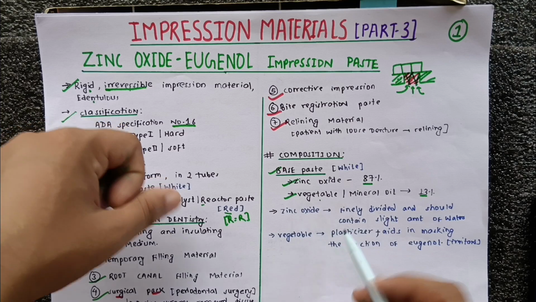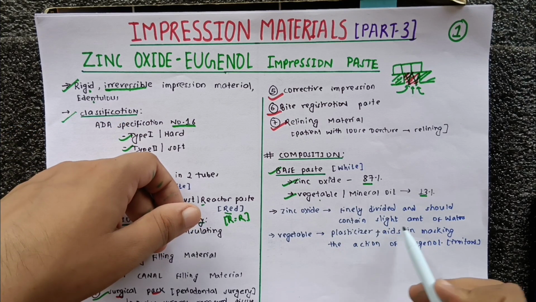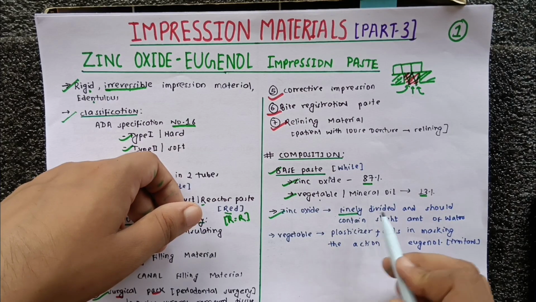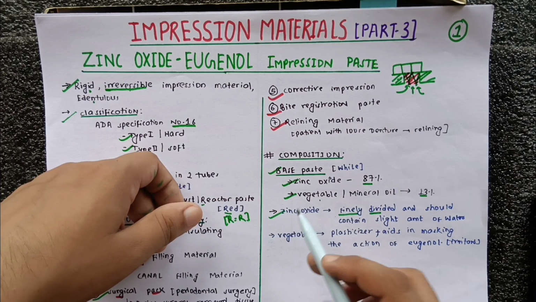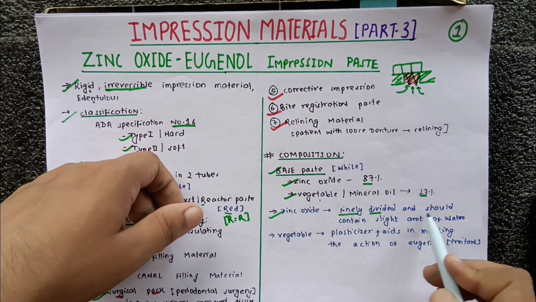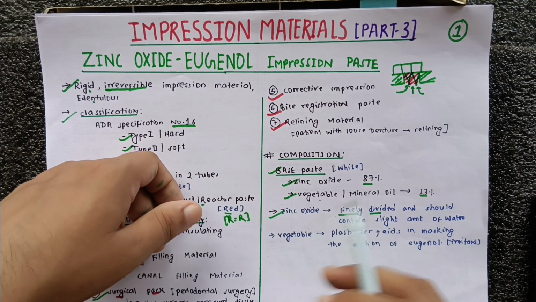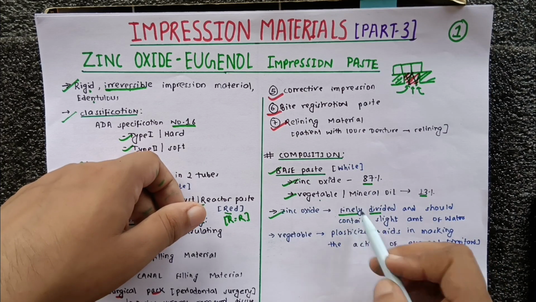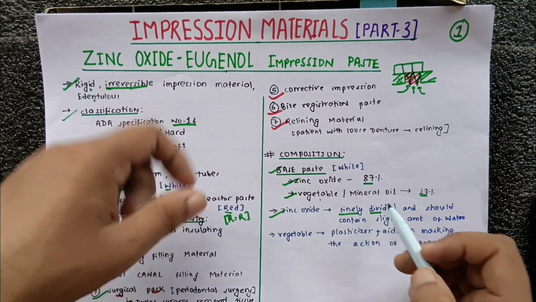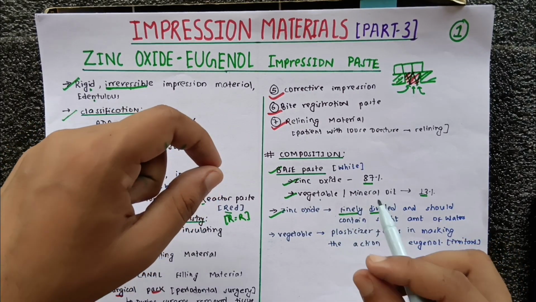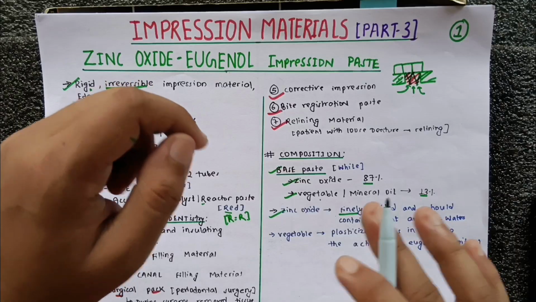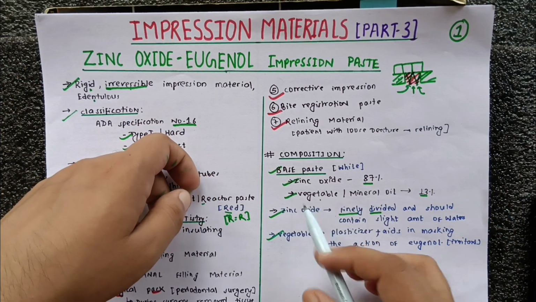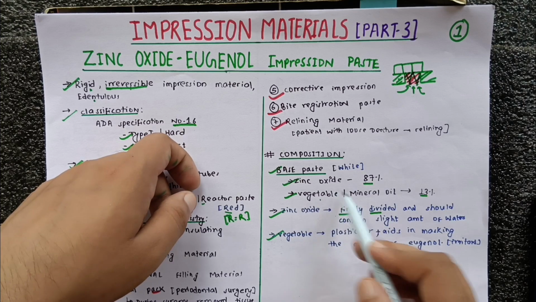This zinc oxide is finely divided and should contain a slight amount of water. So there is finely divided zinc oxide present in this base paste, and it should contain a slight amount of water. The particle size should be very small.